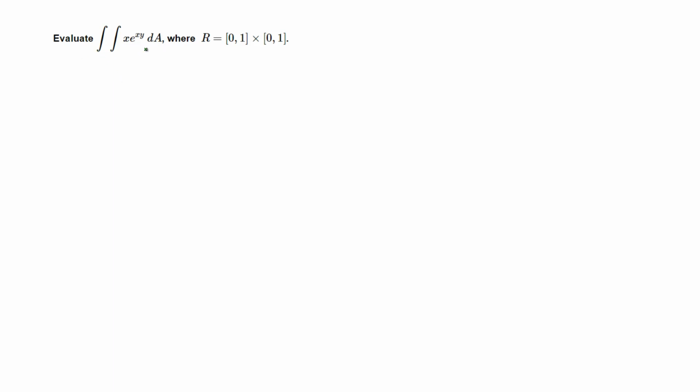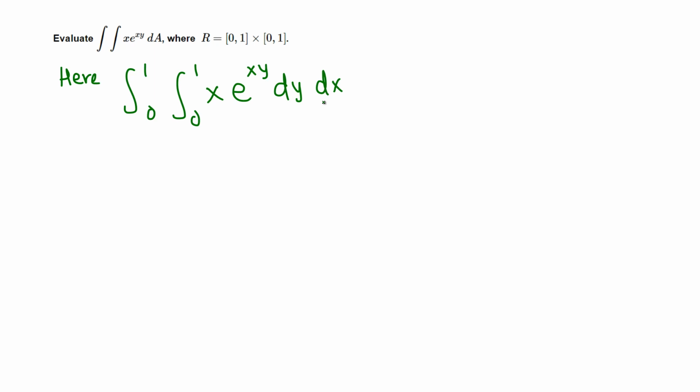Evaluate this double integral. This is the area of this region R, which is [0,1] by [0,1]. So we can rewrite this double integral as the integral from 0 to 1 and 0 to 1 of x e raised to xy dy dx, or dx dy. It doesn't matter. It could be just dx dy. Okay. Now let's try to evaluate this.